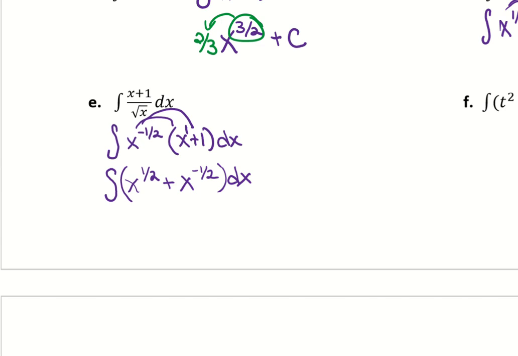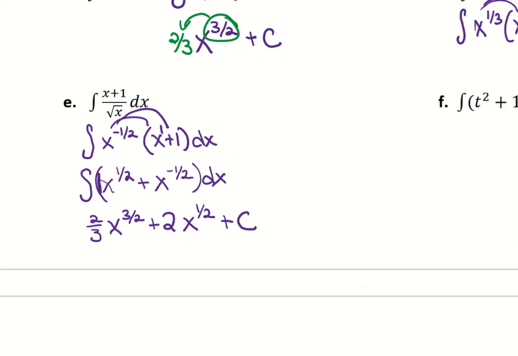For this first one, we want to go up 1 in our exponent, so 3/2. And then to get the constant of 1 out in front, or the coefficient rather, we want to multiply by 2/3. Plus, and then here again, we want to go up 1 in our power, so we're going to go to positive 1/2, and then we're going to put a 2 out in front. And then finally, don't forget your plus c to account for any constant that we antiderive.